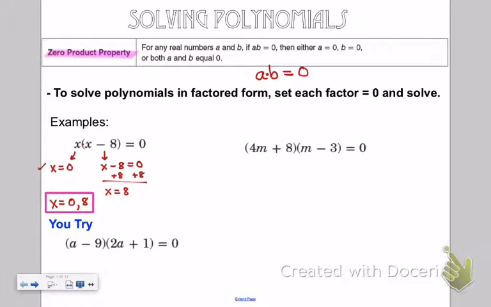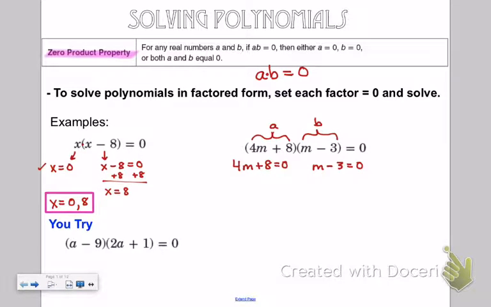Let's look at the next example. Same idea, we have two things. This is like our a, and this one's like our b. Set a equal to 0, 4m plus 8 is equal to 0, and set b equal to 0, m minus 3 is equal to 0.